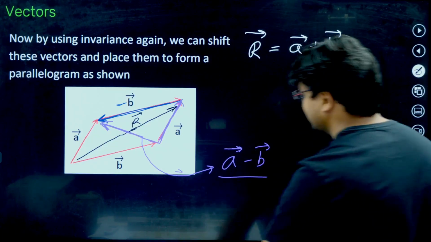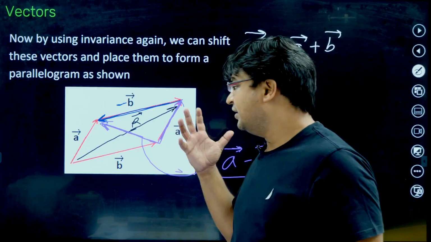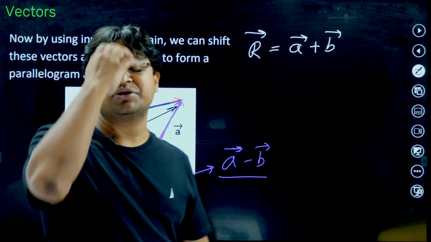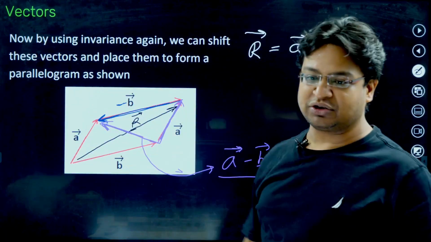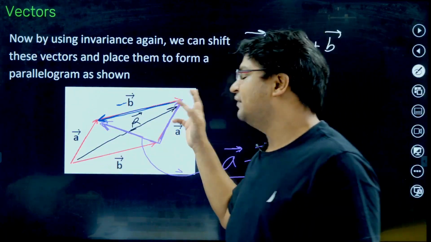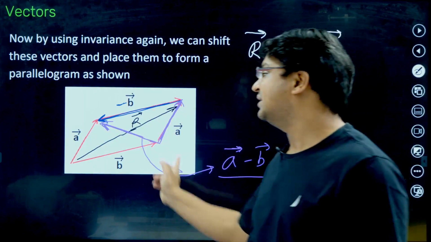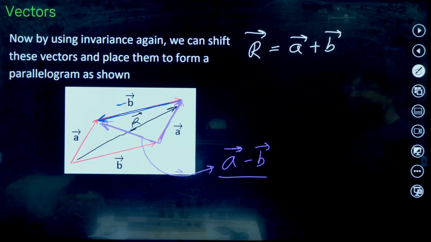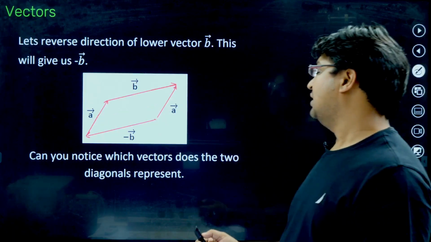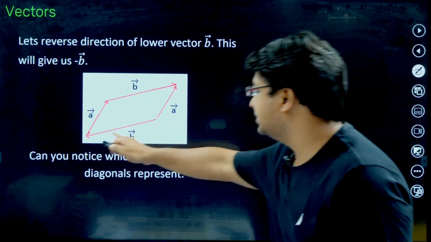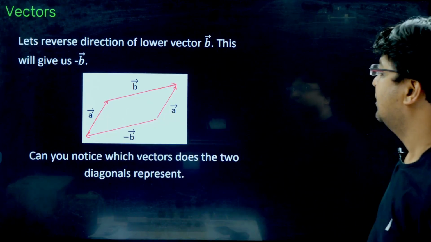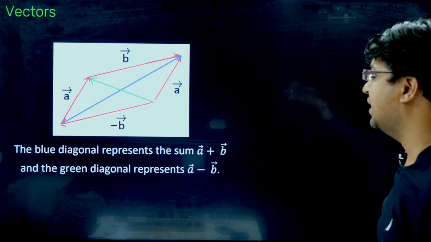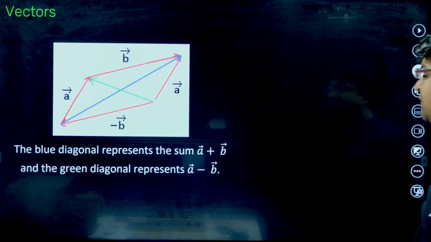So what I'm trying to say is that when we construct a parallelogram using copies of vectors, two vectors were given to me and I created copies of them, one of the diagonals will represent the sum of those two vectors, and the other diagonal will represent the difference of those two vectors. Very useful result everyone, so please learn this. Here I've turned the lower one into minus b. Then the blue one is the sum of the two vectors, and the green one is the difference of a and b.